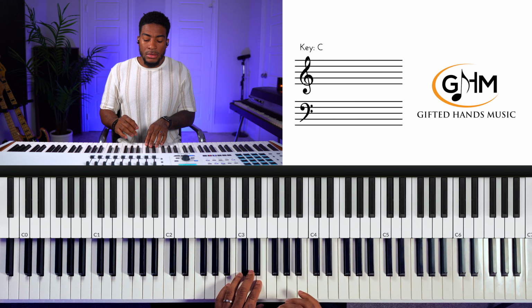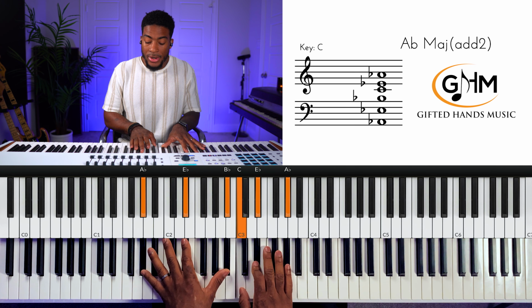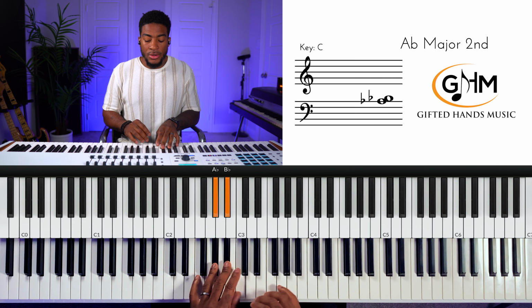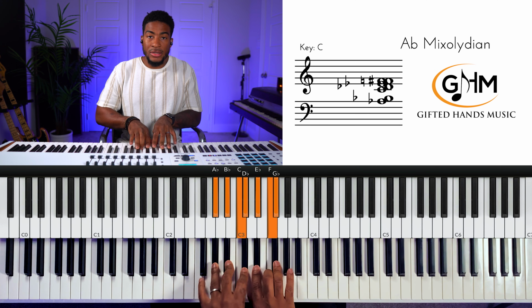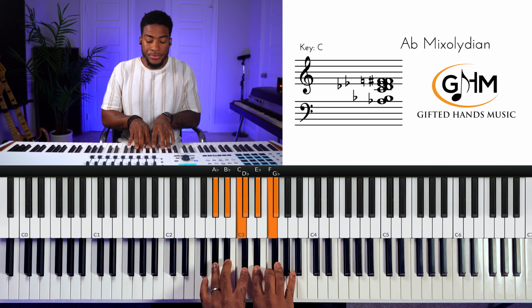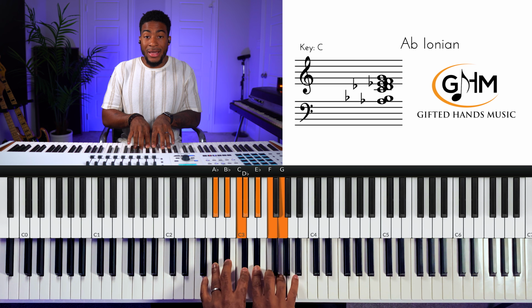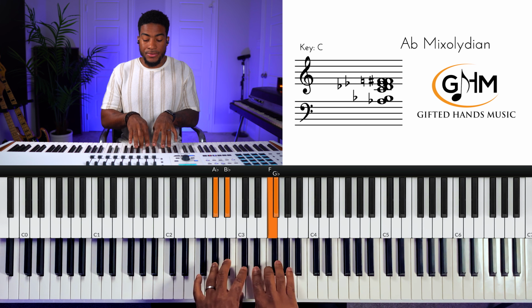So if we're looking at, actually no, let's stay in A flat since we're already there. Let's look at A flat Mixolydian. 1, 2, 3, 4, 5, 6, flat 7. Here's A flat Mixolydian, right? Same notes as our A flat major scale. We're just taking the 7th and flatting it.